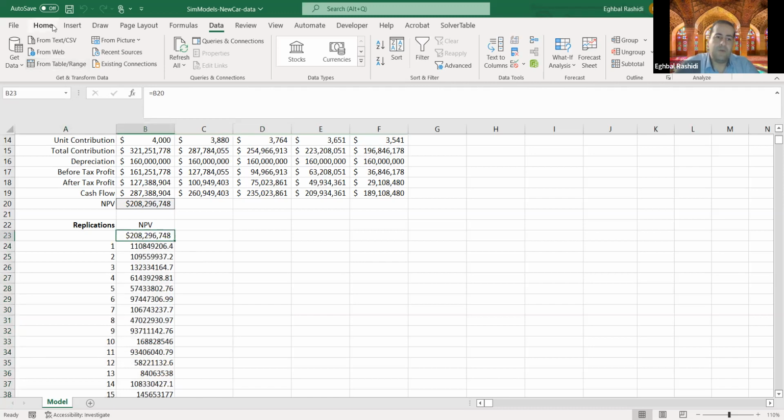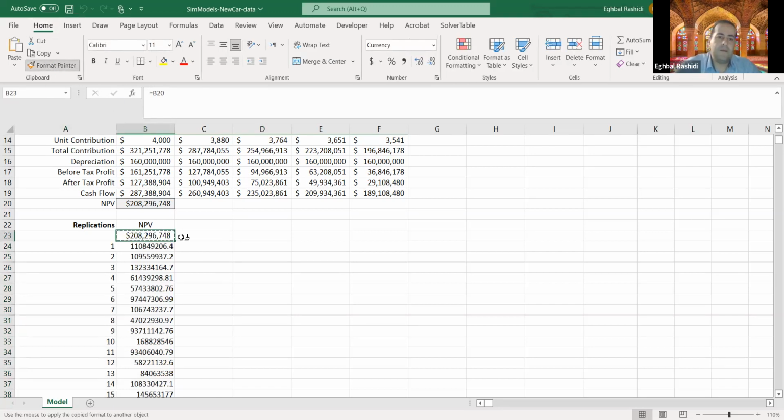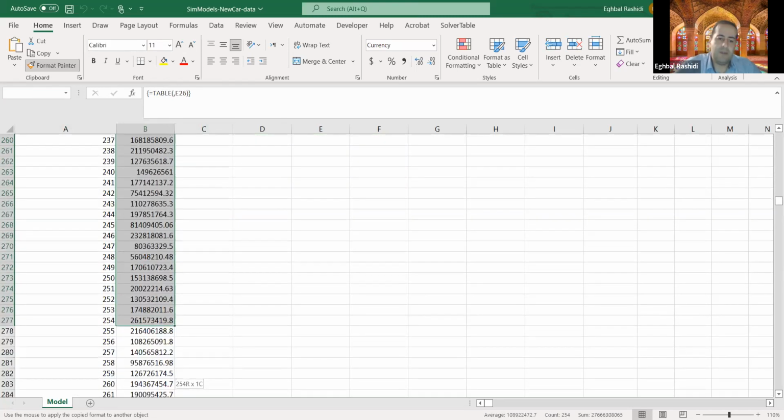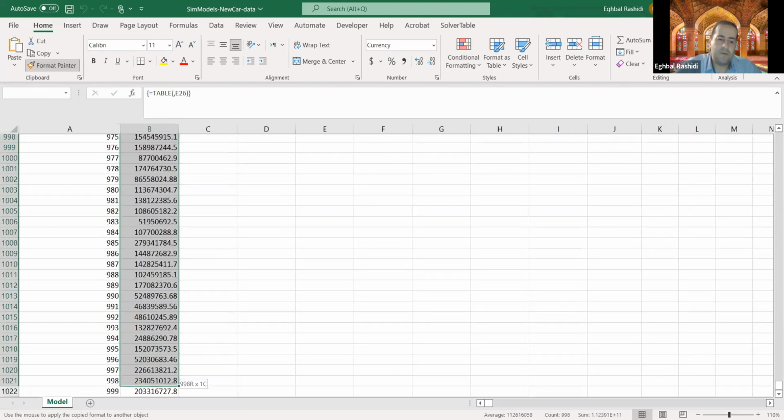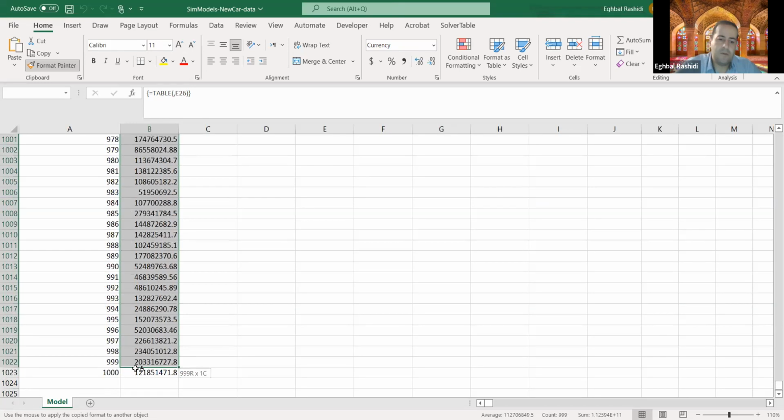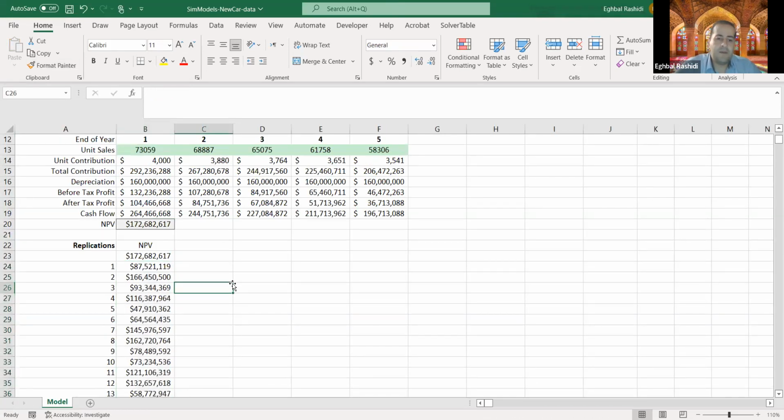I could use the format painter to format all the values that I have here, because they have to be dollar values, and I want to get rid of the decimal points. All right. So there we have it. We replicated the experiment 1000 times.